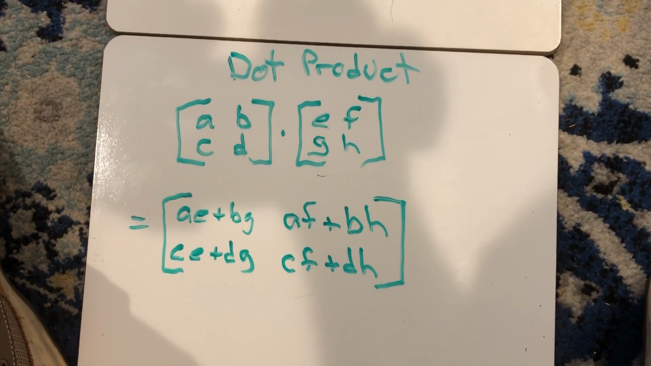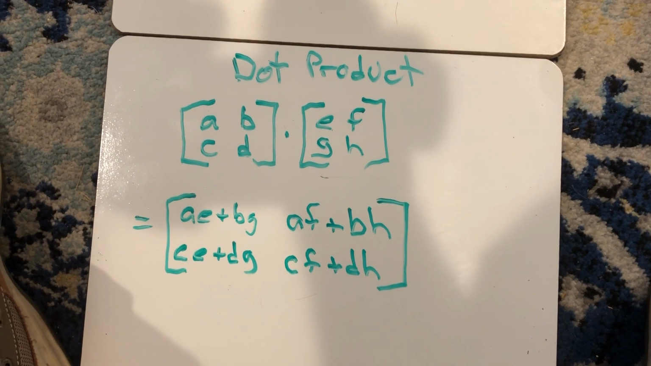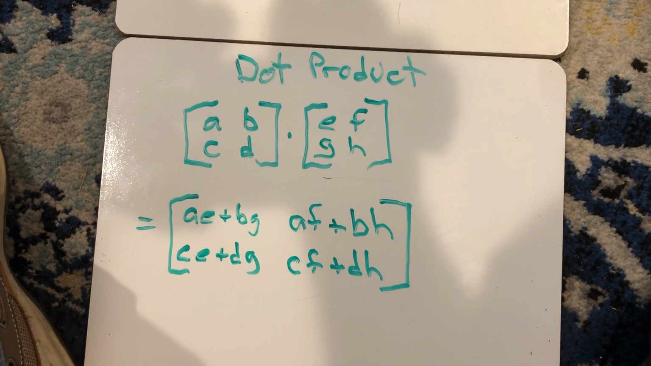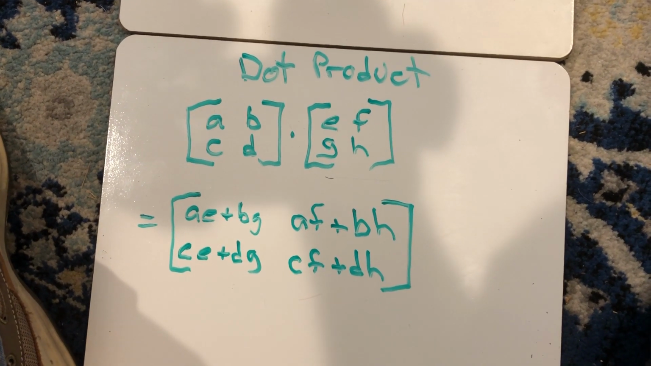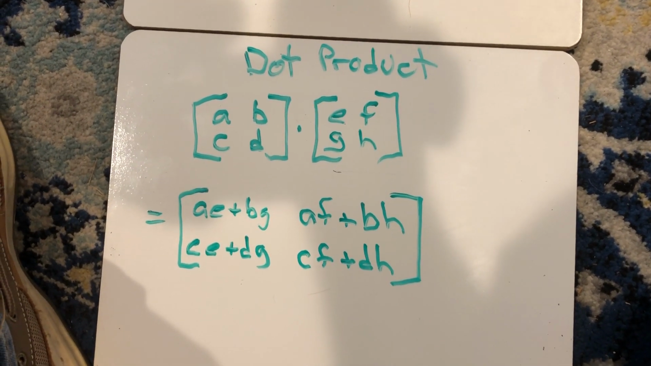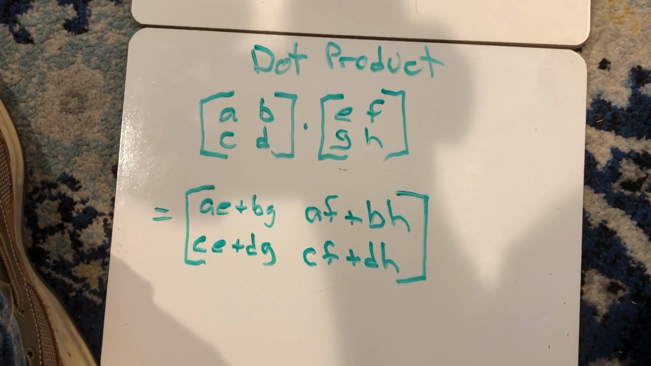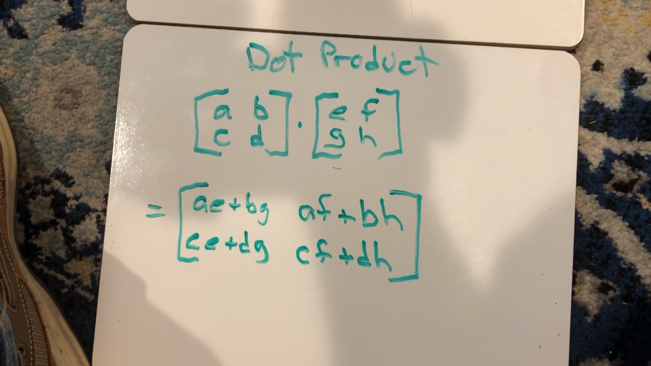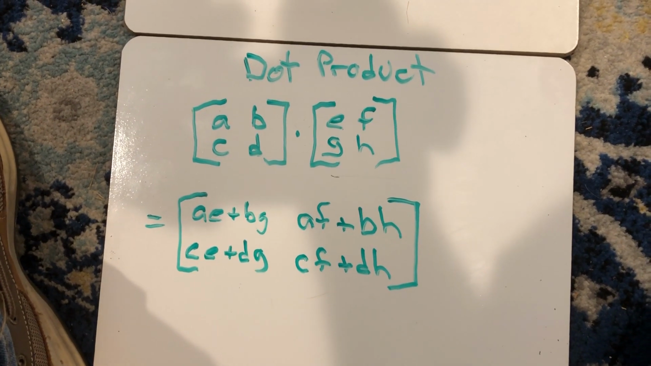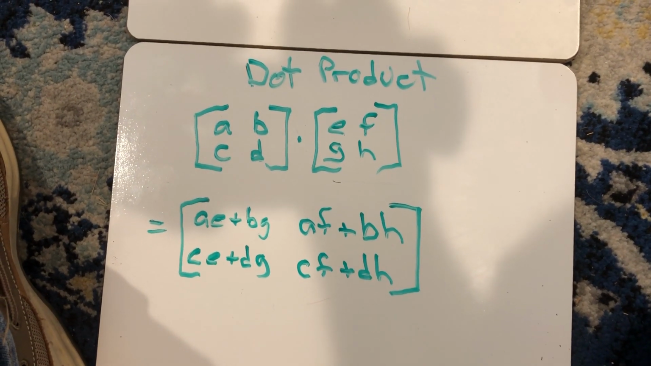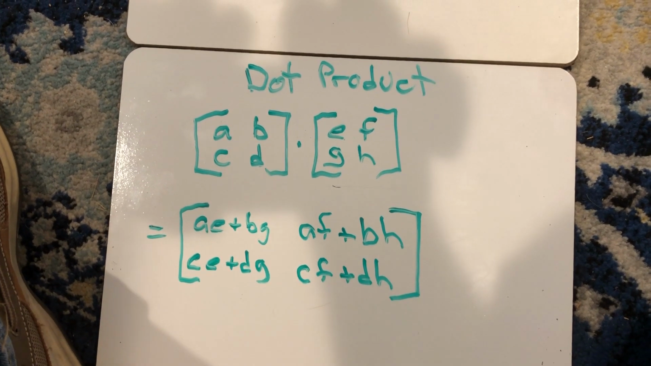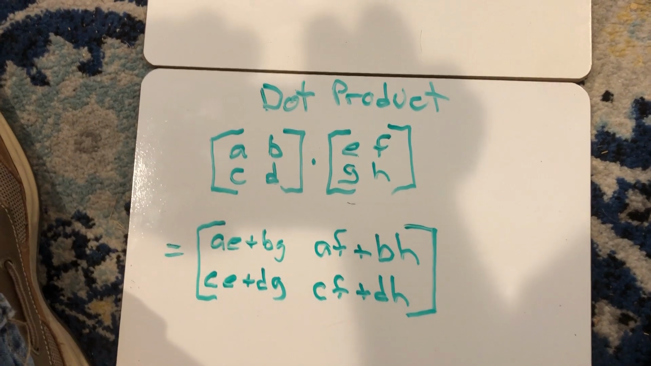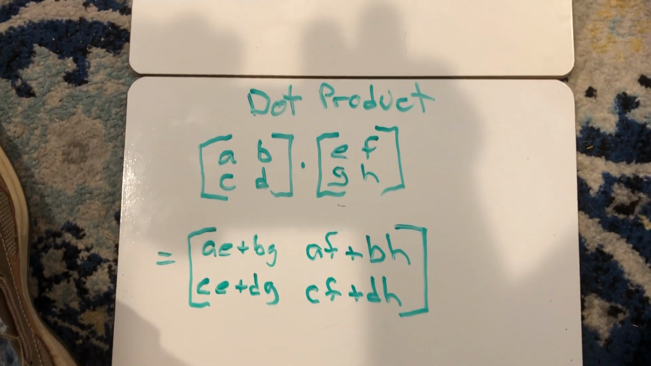I'm going to continue to do that for all the spots. So row 1, column 2, the upper right, is A times F and B times H. Do the same thing with the 2 bottom ones. Row 2, column 1, C times E and D times G. And finally, we'll do C times F and D times H. And when those are numbers, we add all that stuff together and we get our final answer.